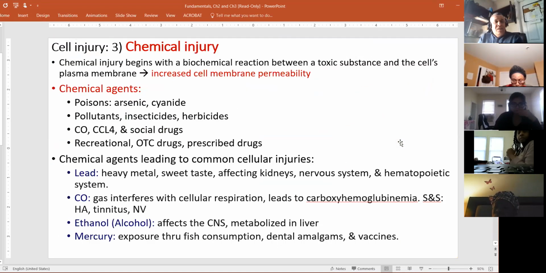Hypoxia. These are just examples of tissue injury and chemical injuries, and what would result in trauma to the cell and injury to the cell.